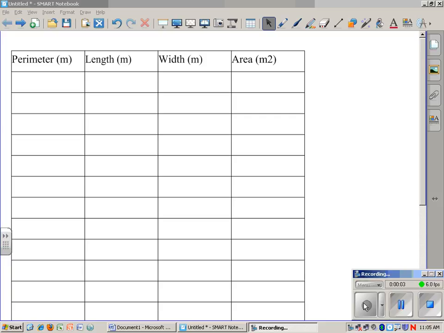Okay, so what we need to do is figure out the dimensions that will give our garden the greatest area. And we already know that we have 128.